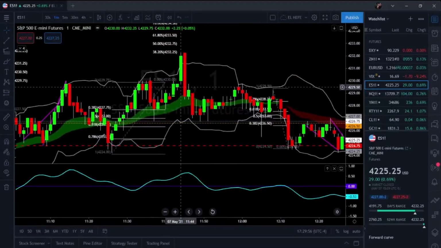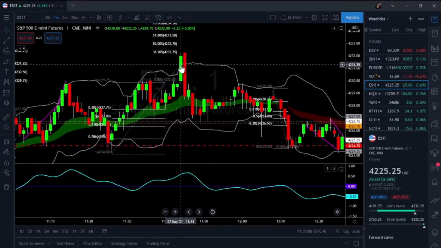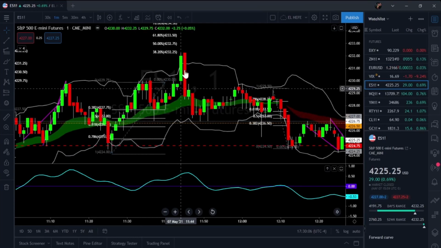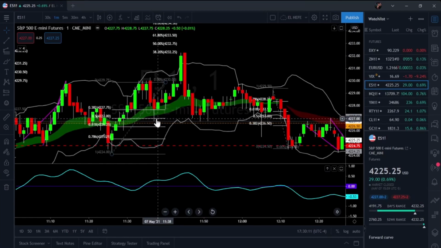So I guess that, per se, you got long right here. You took profit right there. Well, you're still long this one from 42.27, and you're looking to get out up here at 42.32. Well, it never got there. But you've moved your stop up to at least right here.